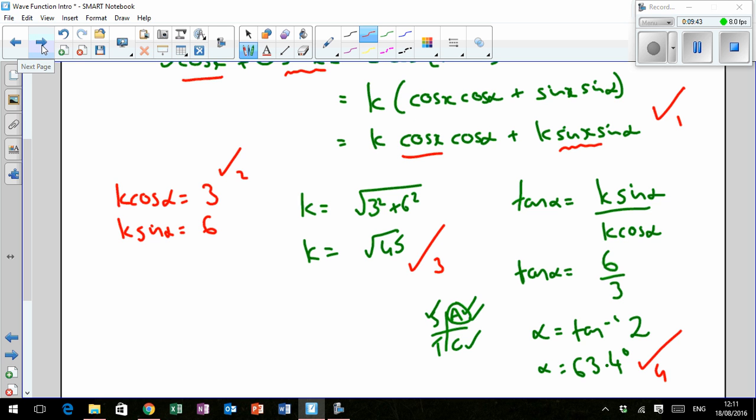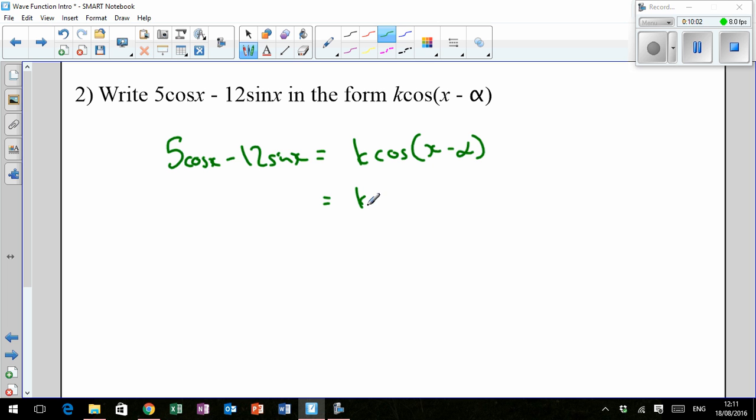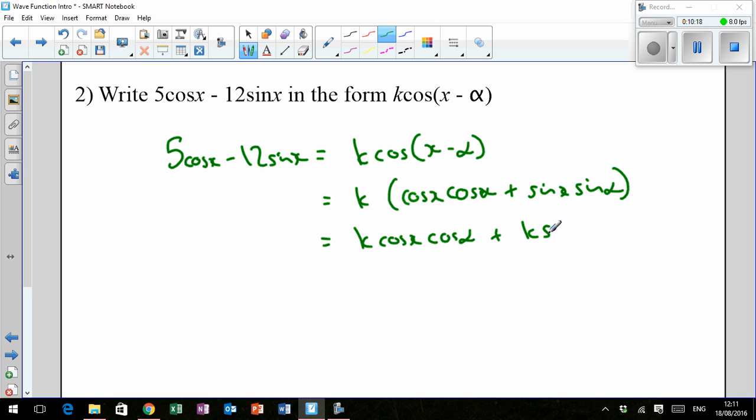Okay, now what I'll do is I'll just give you one more example. I know it's gone on quite long, but I want to get in one with a negative as well. Okay, so what we want to do is we want to make 5 cos x minus 12 sin x look like k cos of x minus alpha, which means k cos x cos alpha plus sin x sin alpha, and that's k cos x cos alpha plus k sin x sin alpha.